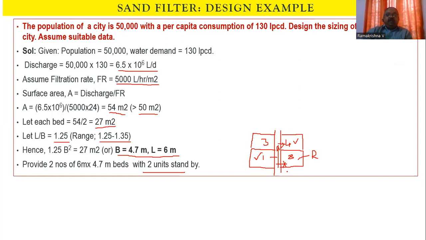That's the reason why we always keep parallel beds in operation, preferably, so that some standby also will be there. If only one bed is there, we have to keep one more as a standby, 1 plus 1. If two beds are there, we have to keep 2 plus 2 as a standby, so that the filter process is continuous and not stopped.